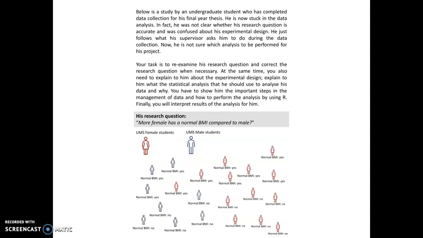So the research question made by the student here says that more female has a normal BMI compared to male. You can see that even the research question has missing terms, so we have to modify it. The data given is the gender of the students, female and male, and the normal BMI status, which is yes or no. The data is unorganized, so we have to organize it in a table and then plot it.